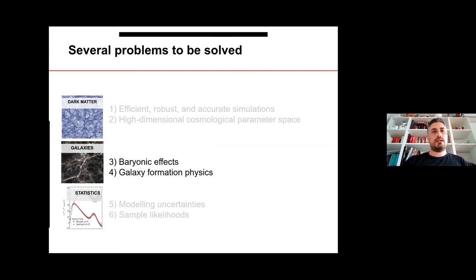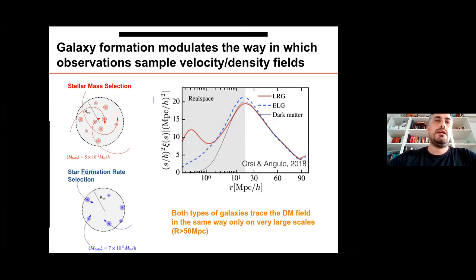Okay, but we know that dark matter is not the end of the story. We also have baryonic effects and galaxy formation. Right. To give you a flavor of how important this is, we could consider two types of galaxies. Ones that are selected according to stellar mass, how massive they are. This is what previous surveys have done, like BOSS and Sloan. These galaxies typically live in relatively massive halos, and satellites follow the same profile as the dark matter inside the halos, and their movements are essentially random, right? They can be described by a certain velocity dispersion.